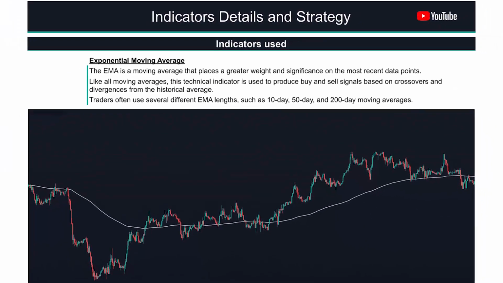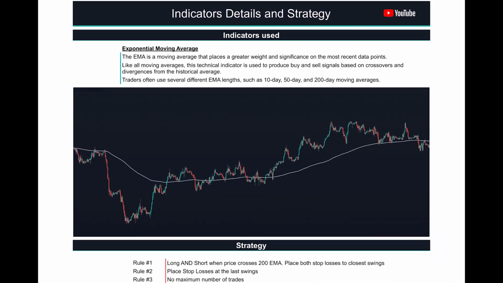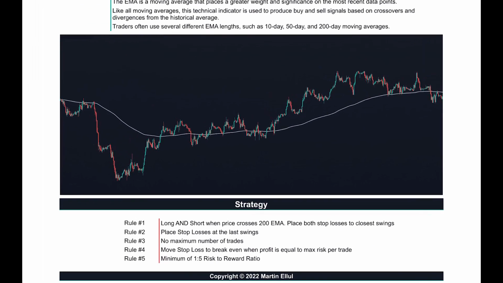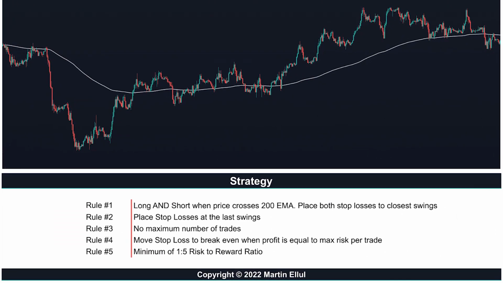So this backtest is based on the 1 hour time frame with a minimum of 1 to 5 risk to reward ratio. So that means that every dollar that we risk, we aim to make a minimum of $5. So here's the strategy. We go long and short every time the price crosses the 200 EMA, regardless of the direction, and we place both stop losses to the closest swing.